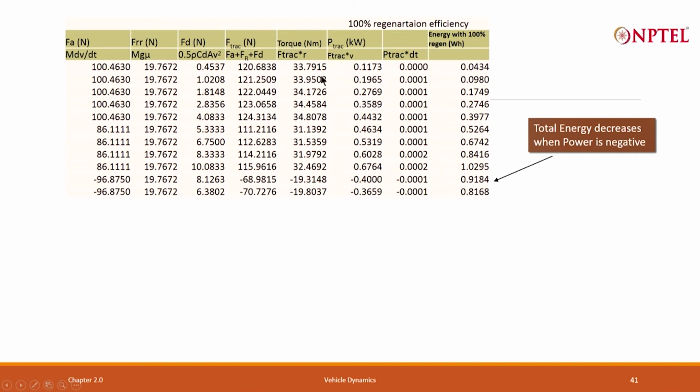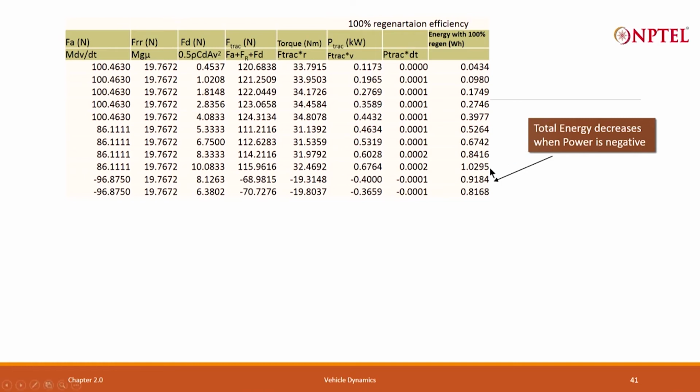Torque I can get by multiplying by the wheel radius. Power consumed, because I multiply F traction by velocity, I compute power in kilowatts, and I multiply by delta t. What is the power consumed? This has many more decimal places that I have not shown, and then I compute the energy by simply integrating, at 100% regeneration efficiency. I can also compute at R percent regeneration.